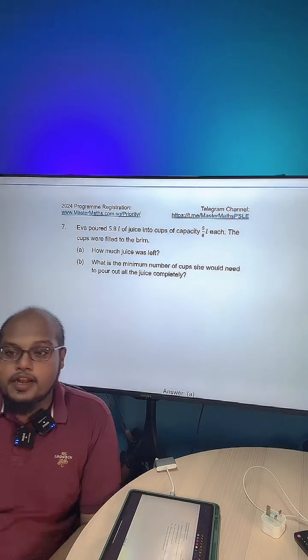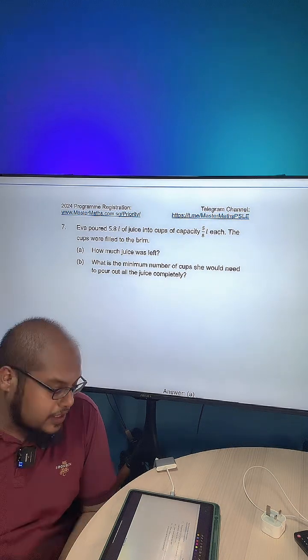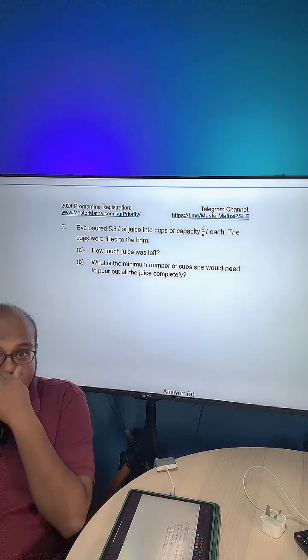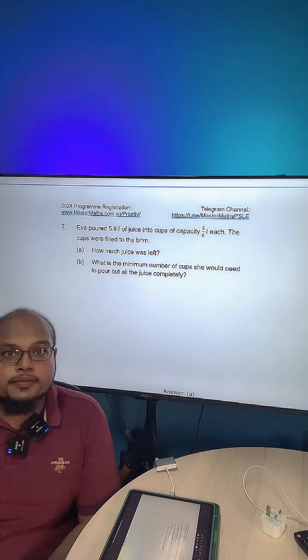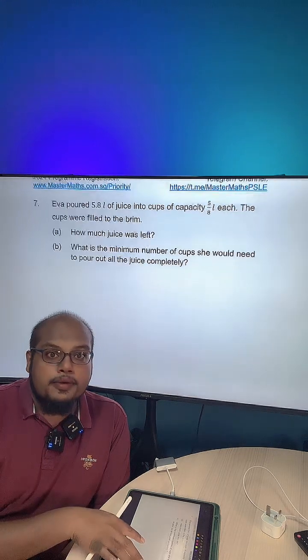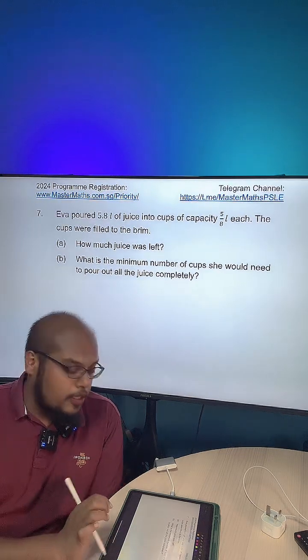Okay, now we have another question where there's fractions, and then there's units, and then there's even decimals here also. So you can use it together. Okay, let me zoom in a bit.